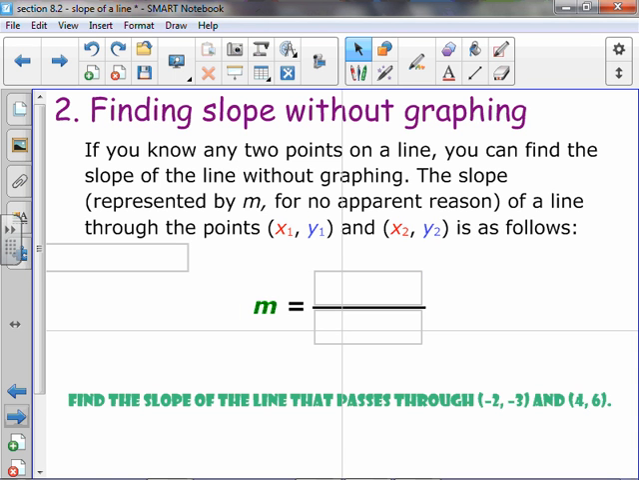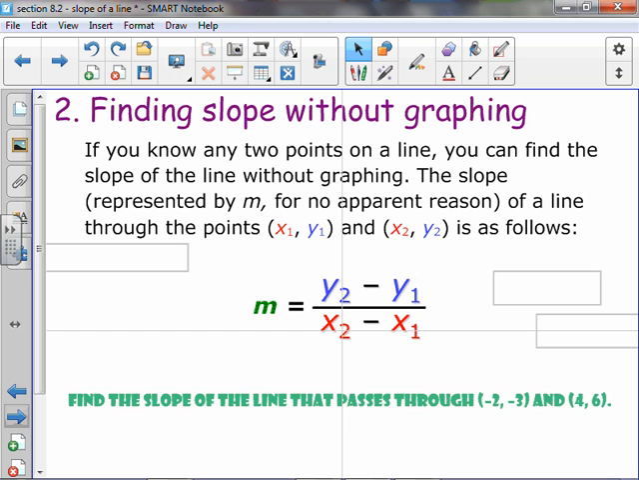The slope, which is represented by m, it's not really easy to figure out why it's m, but that's what we do, so we just have to remember it. The slope of a line through the points x1, y1, and x2, y2 is this formula right here: y2 minus y1 divided by x2 minus x1.